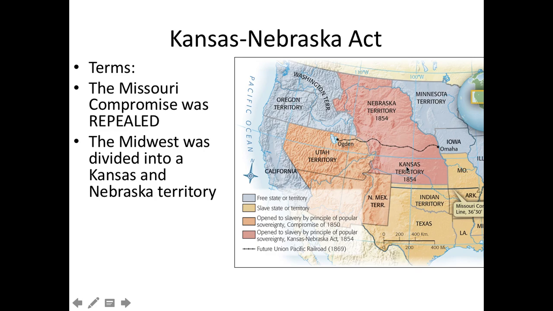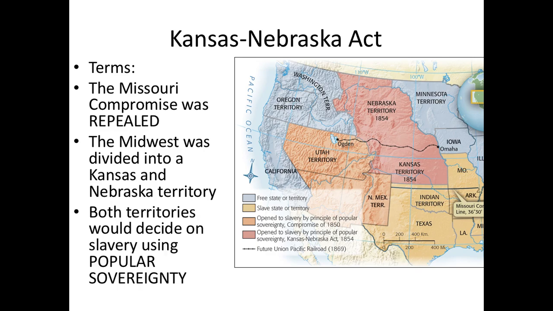And the idea regarding slavery for both of these is that both of these territories would be allowed to determine whether or not they would turn into slaveholding states using popular sovereignty. And I've already told you in the previous lecture how popular sovereignty, though it might sound good on paper, doesn't always work out.